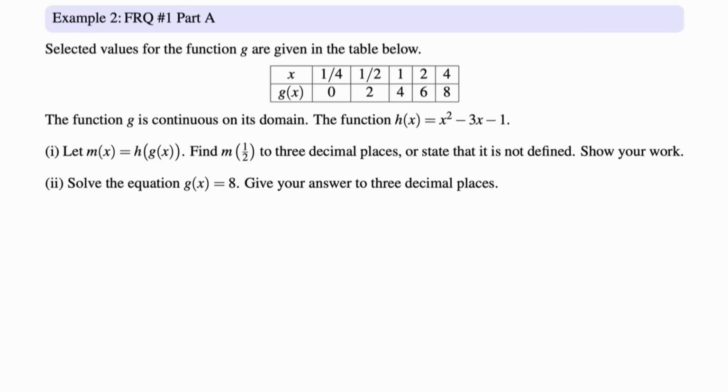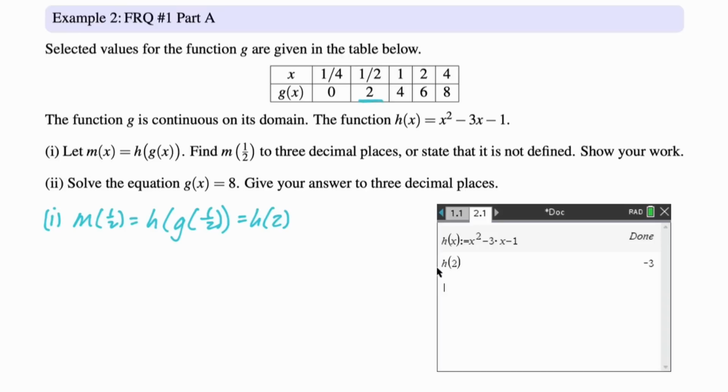So you can see, given a table again, given a function, we got to find h of g of x, or h of g of 1/2. So m of 1/2 is h of g of 1/2. I like the way that I did the work on this one better. G of 1/2 is 2, so now we're finding h of 2. And h of 2 is a calculator problem. So I define the function, I plug in 2, I get -3. It'd be better if that was a crazy decimal, but I didn't think about it ahead of time. So we just get -3.000.